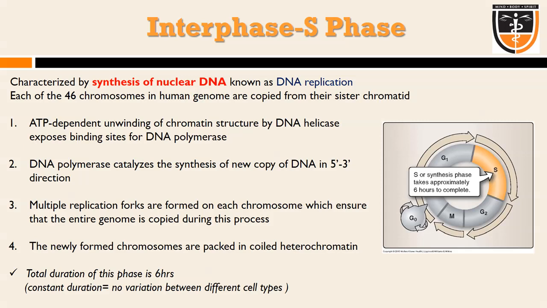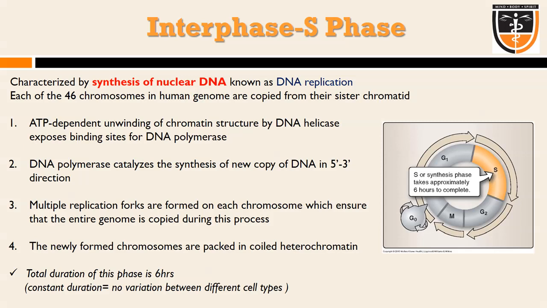So let's talk about the interphase S phase. That's the next phase after G1 phase. And it's characterized by synthesis of DNA, known as DNA replication. You heard about this, you talked about this, so this is just an overview. But you know that each of the 46 chromosomes in a human genome is actually copied, producing a sister chromatid. That's where they originate. So this is the time where DNA is being synthesized and duplicated.